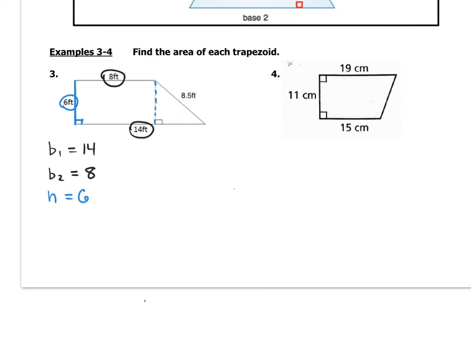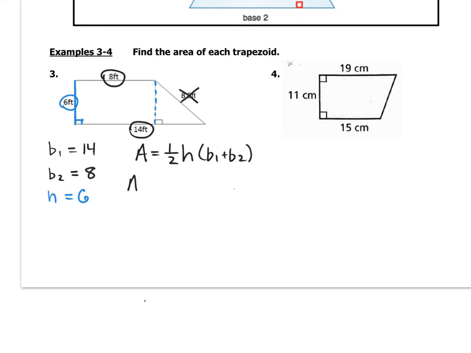So notice we have this other side that's labeled for this trapezoid. This side over here we're not going to use in the formula. It really doesn't matter, the 8.5 feet. It's unnecessary information, so I'm not going to use that. I'm just going to use my two bases and my height, and now I'm going to go ahead and substitute these values into my formula for area of a trapezoid.